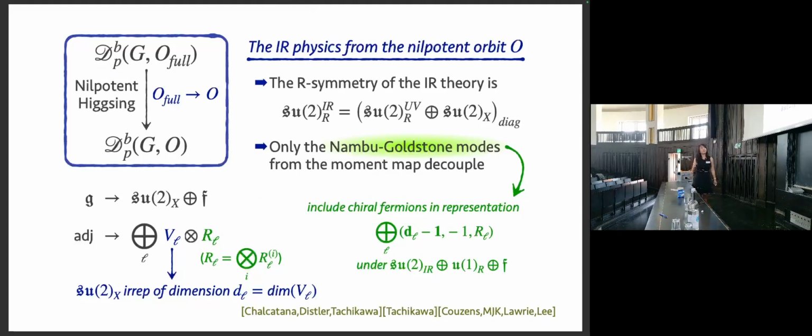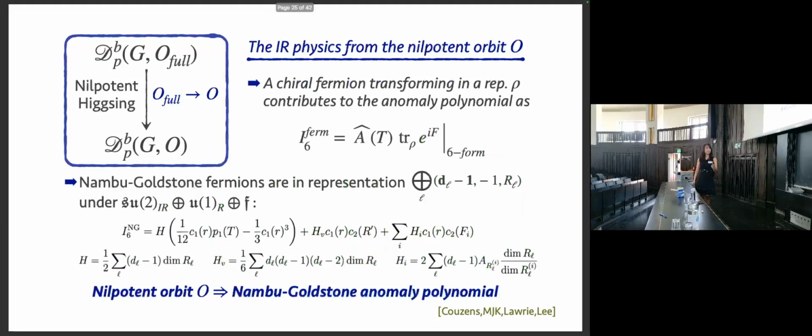The chiral fermions of the Nambu-Goldstone modes will go in the representation of this, where this comes from the SU2 new IR R symmetry, that is the one on the U1R part, and that is the one remaining, the centralizer, as the flavor symmetry for the IR theory. Then we know from field theory that a chiral fermion transforming in a representation rho contributes to the anomaly polynomial six-form as this.